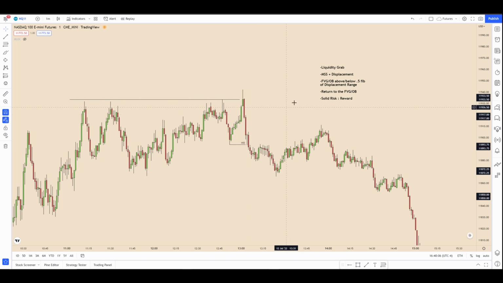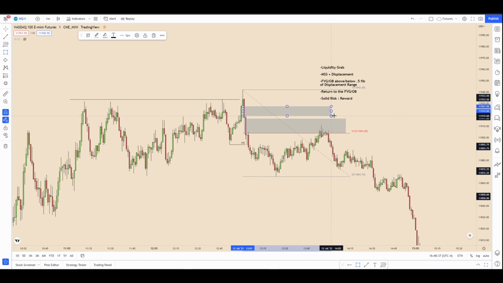So then what you do is you want to have a fair value gap or order block above or below the 0.5 fib of the displacement range. So if you're shorting, you want to be in a premium, so above. So grab a fib, go from your high to your low, right there. And then where are your fair value gaps set up? So you have to be okay with it trading up into there.